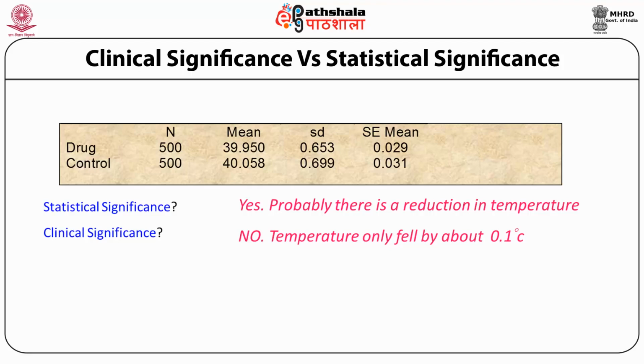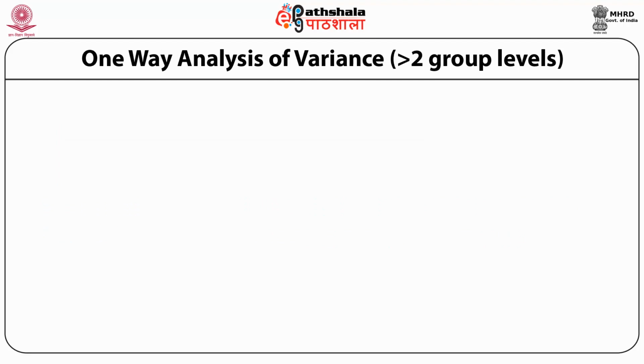This is significant because of the large number of cases. Statistically we see, yes, probably there is a reduction in the temperature because it is significant. But clinically, the temperature only fell by about 0.1 centigrade, which has no meaning in the clinical setup. So we should avoid such things.